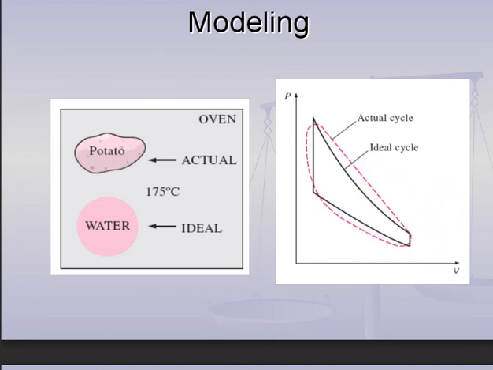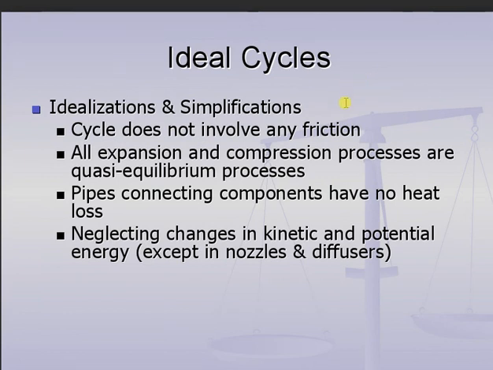There are so many assumptions which we take in ideal cycles. The first assumption is that the cycle does not involve any friction, which is not possible in reality. To decrease friction we use many methods. Second, all expansion and compression processes are quasi-equilibrium processes.